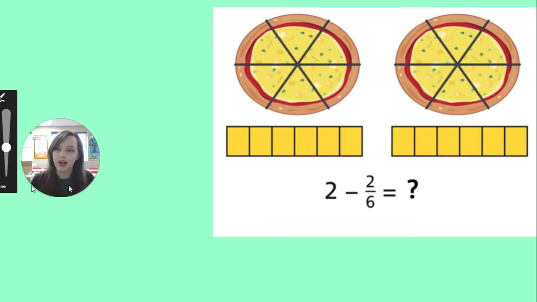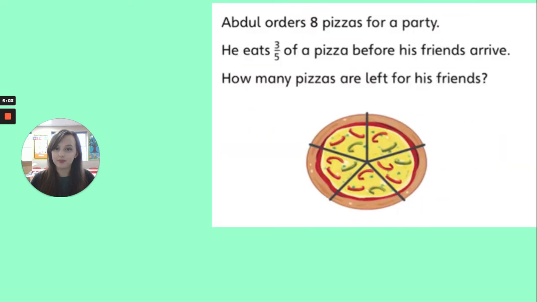Let's have a look at another question together. So Abdul orders 8 pizzas for a party. He eats 3/5 of a pizza before his friends arrive. How many pizzas are left for his friends? And the picture is showing us one pizza split into 5 slices. Well, let's think about how this question would look.